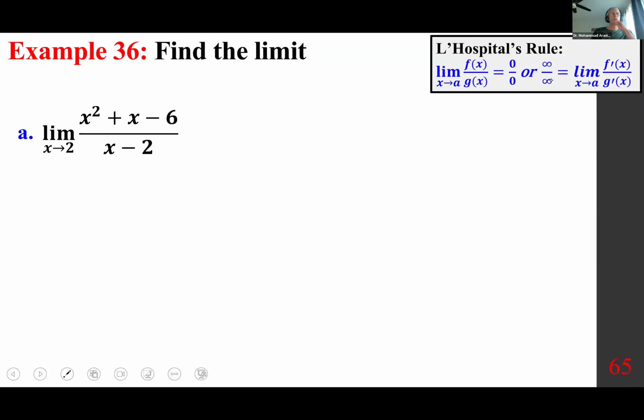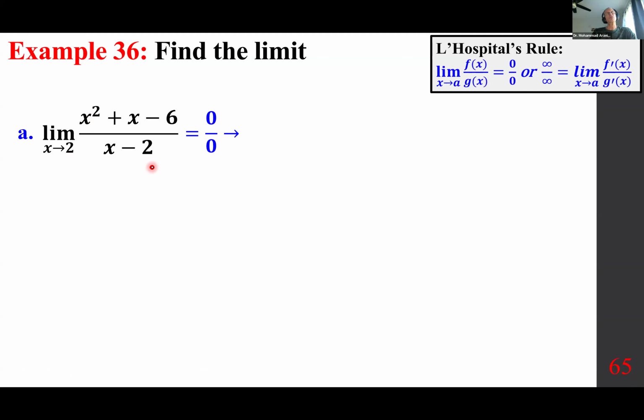Limit of x squared plus x minus 6 over x minus 2 as x approaches 2. What we did before, we are going to do the same thing here. First, we're going to check it. And when we check it, we notice we get 0 over 0. If you plug in 2, you get 4 plus 2 minus 6, which is 0. 2 minus 2 is 0. And so because it's 0 over 0, it's an indeterminate form.